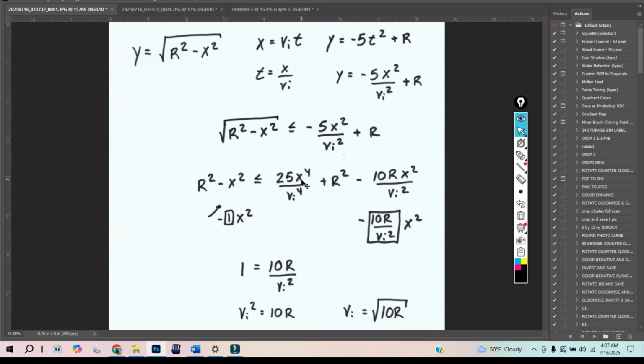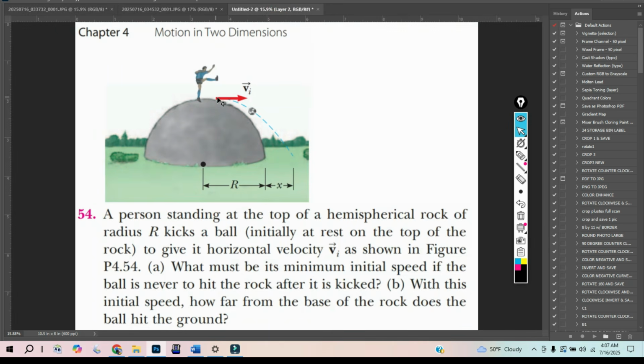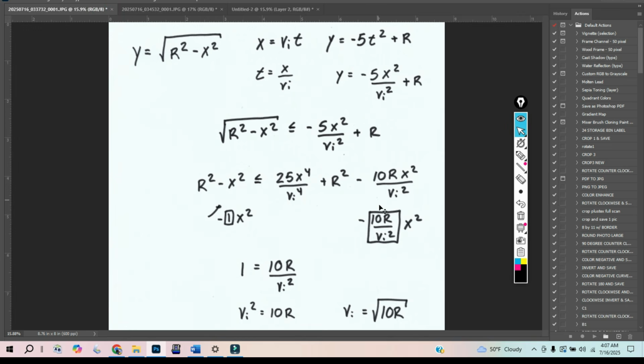Now, if x is really small, the position of x is really close to where the person kicks it, then x to the fourth, a small number to the fourth, is ridiculously small. So I'm just going to cancel that out. Then we have an r squared on both sides, and the only terms that matter are this negative x squared and this negative x squared. It just has this out in front.